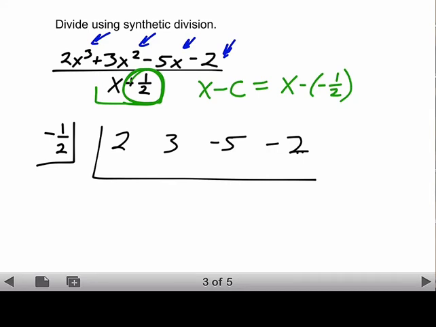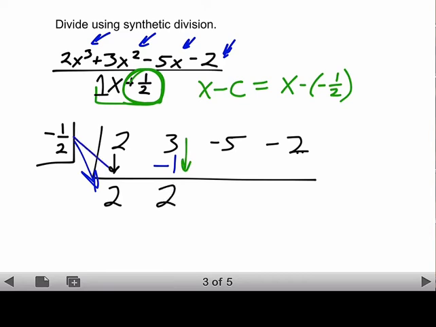And that first 2 comes straight down because we're dividing by something that has a lead coefficient of 1. That first number will never change. And now, that's right, multiply and add. Negative 1/2 times 2 is negative 1, and add: 3 minus 1 is 2.